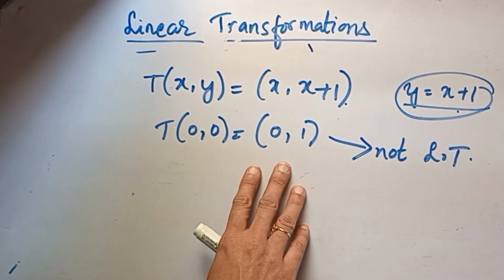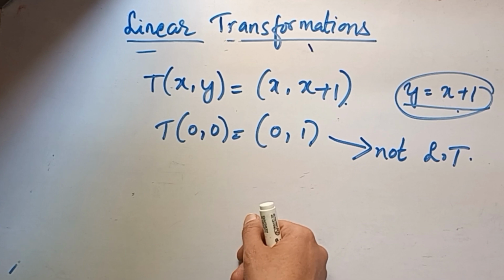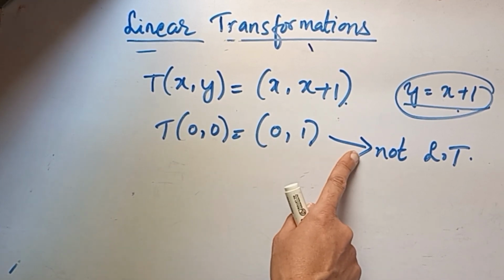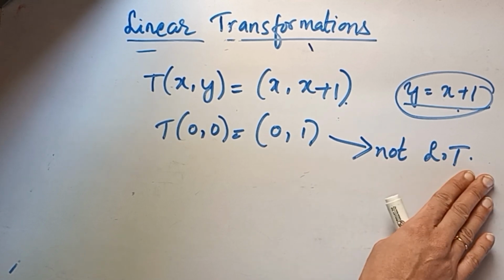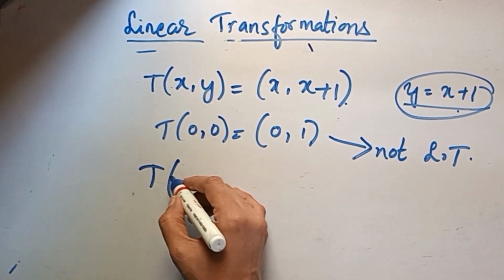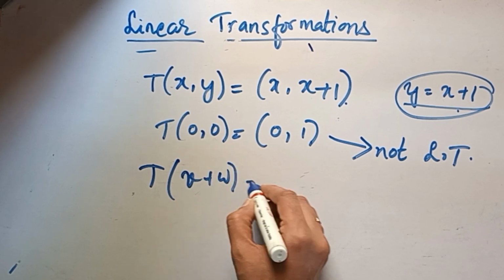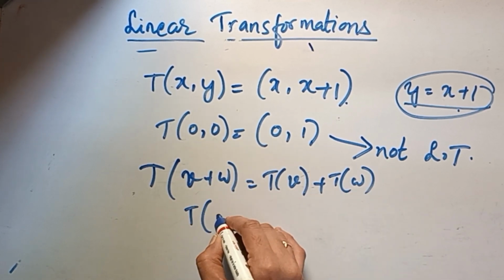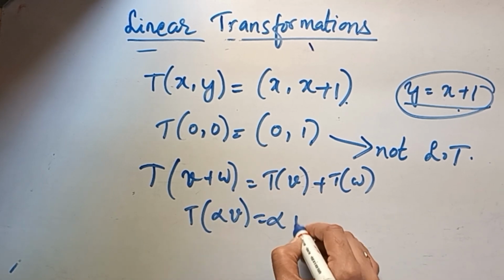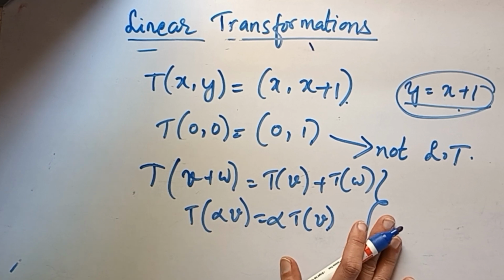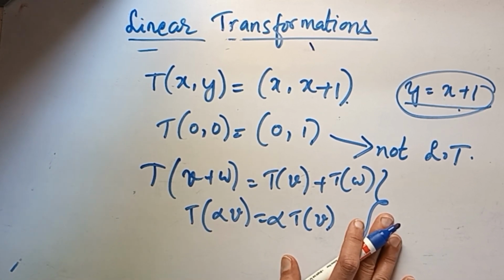So to check whether the given transformation is linear or not, first always check whether (0, 0) is getting mapped to (0, 0). If that is not happening, then it is not a linear transformation. Then you have to check the other conditions: is T(v + w) = T(v) + T(w), and T(αv) = αT(v)? Are these conditions satisfied? If they are satisfied, then the given transformation is a linear transformation.